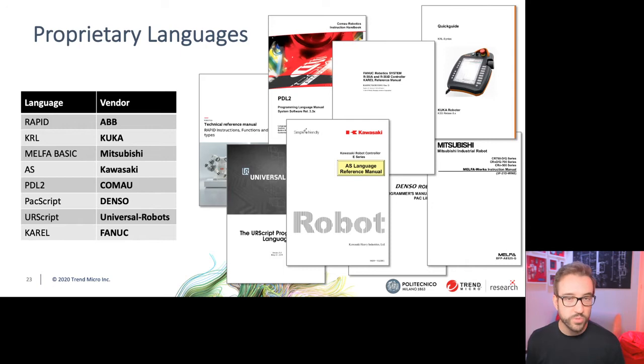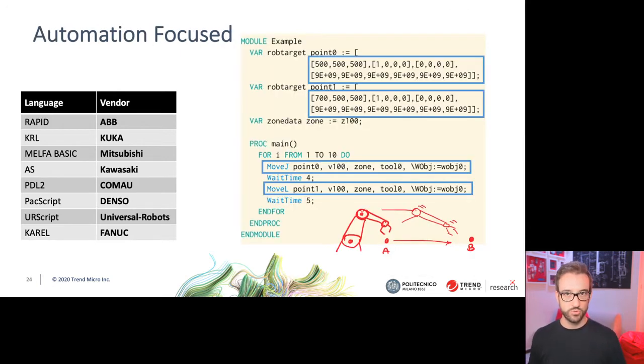These languages are almost exclusively focused on automation. As you can see here, there's a simple example of an ABB program written to move the robotic arm from point 0, point A, to point B. Here you see the definition of the targets, the coordinates in the 3D space. And then we have a for loop that moves the joints, then waits, then moves the other joint, and then waits in a loop, right? So 10 times back and forth.